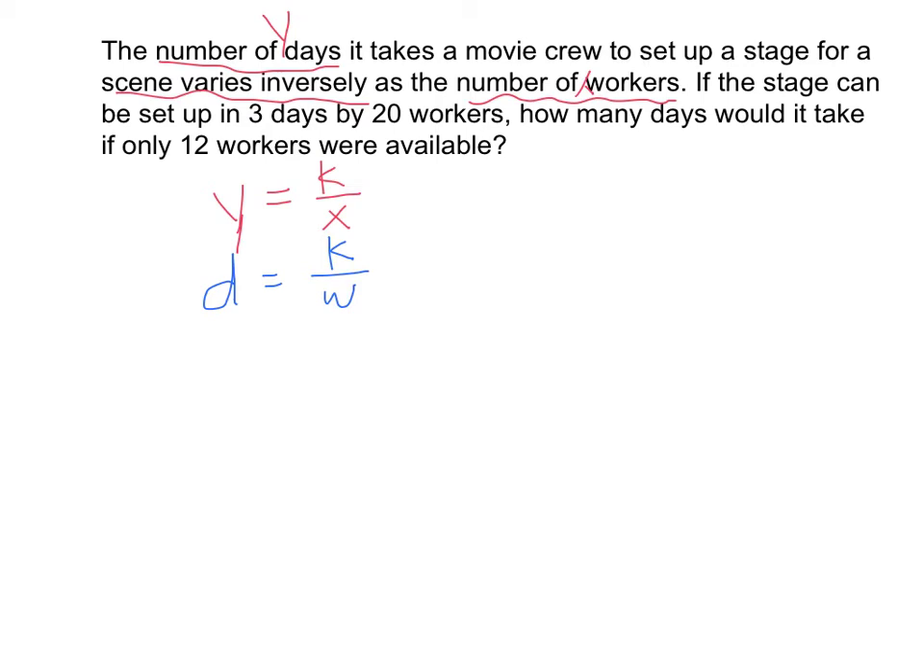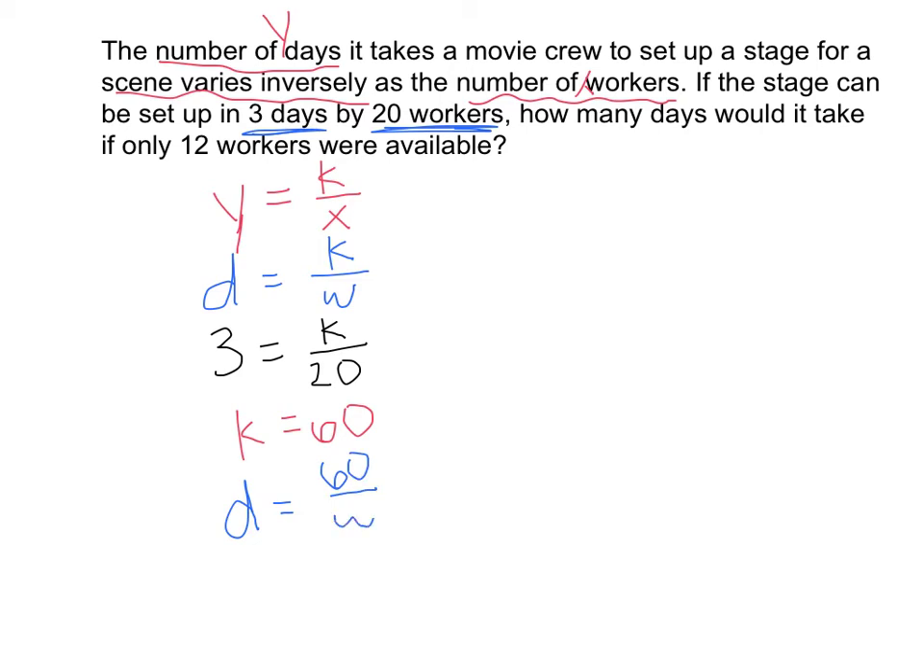So a stage can be set up in 3 days by 20 workers. These are numbers that go together, and we can plug them into our equation to find k. So 3 days equals k divided by 20 workers. So k equals 60. This lets us know what our specific equation is. The days equals 60 divided by the workers.